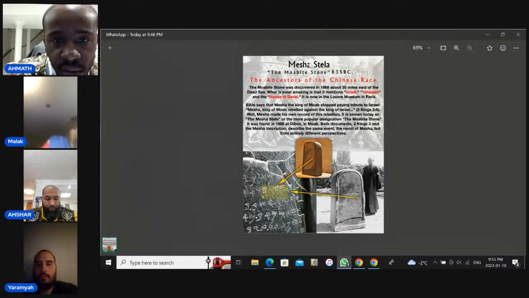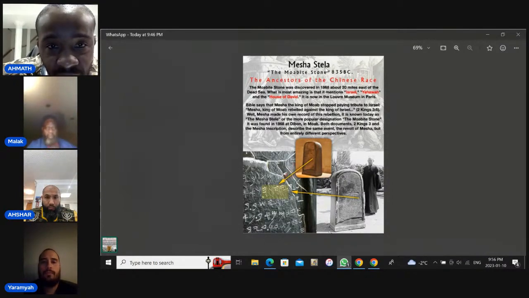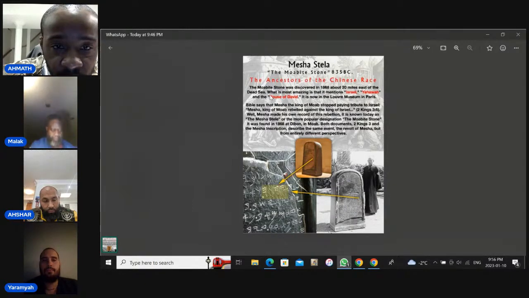We mentioned this picture here. Basically, you can see it's called the Mesha Stele, the Moabite stone, 835 BC. The ancestors of the Chinese race. So that's who the Moabites are. Real quick, it says the Moabite stone was discovered in 1868, about 20 miles east of the Dead Sea. What is most amazing is that it mentions Israel, Yahweh, and the house of David. It is now in the Louvre Museum in Paris.